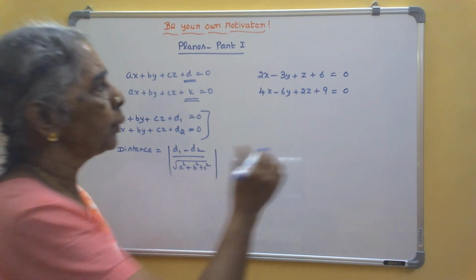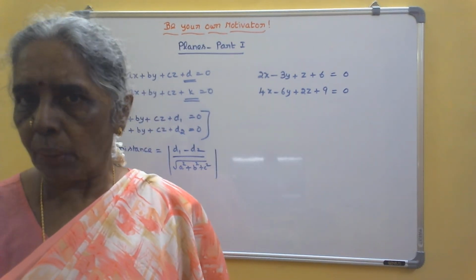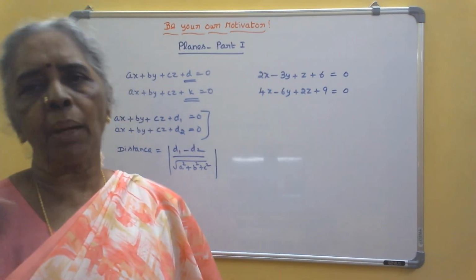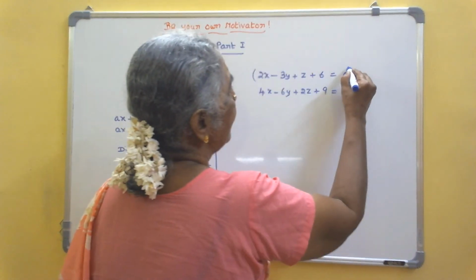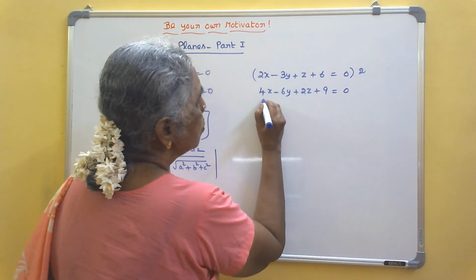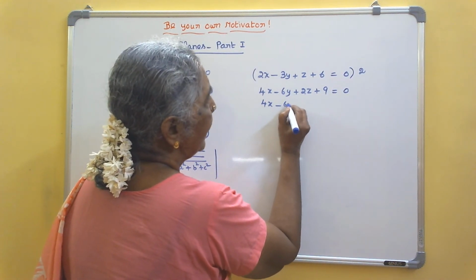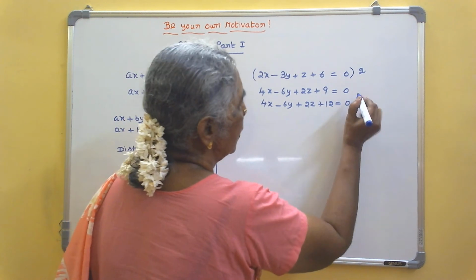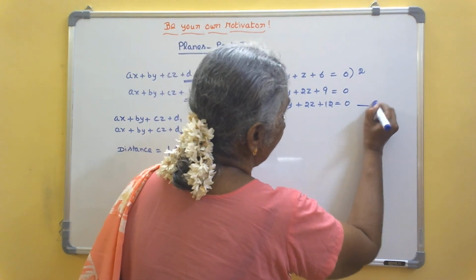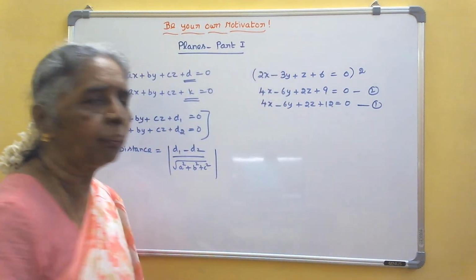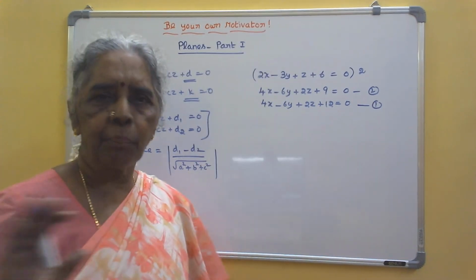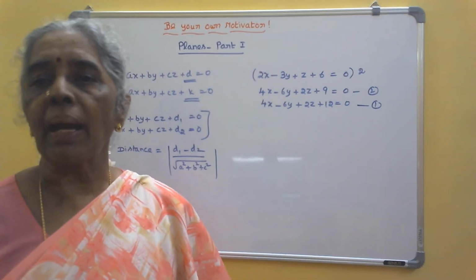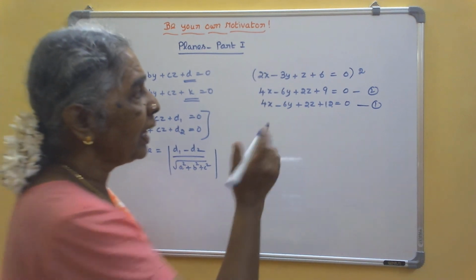Now, what I will do, I want a proper a, b, c, no? Otherwise, I will get confused whether to take 2 comma minus 3 comma 1 or 4 comma minus 6 comma 2. So, let me multiply this equation by 2. So, I get 4x minus 6y plus 2z plus 12 is equal to 0. So, this is my equation 1 and this is my equation 2. Don't be dividing this and bringing fractions, okay? Now, we know this 1 and 2, they are parallel planes. So, how will I find the distance?